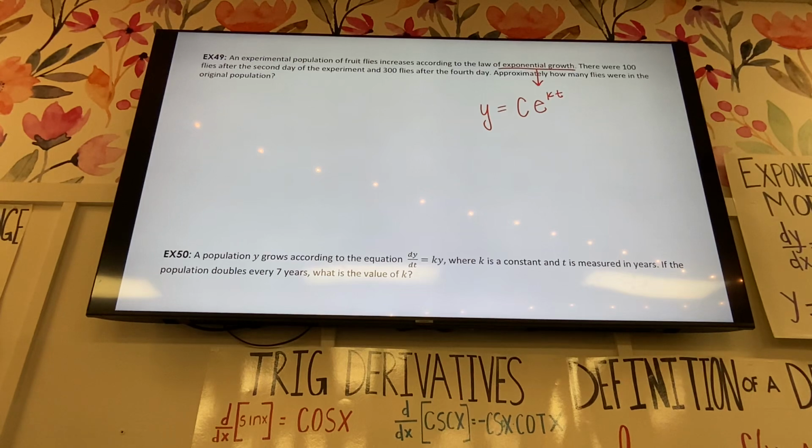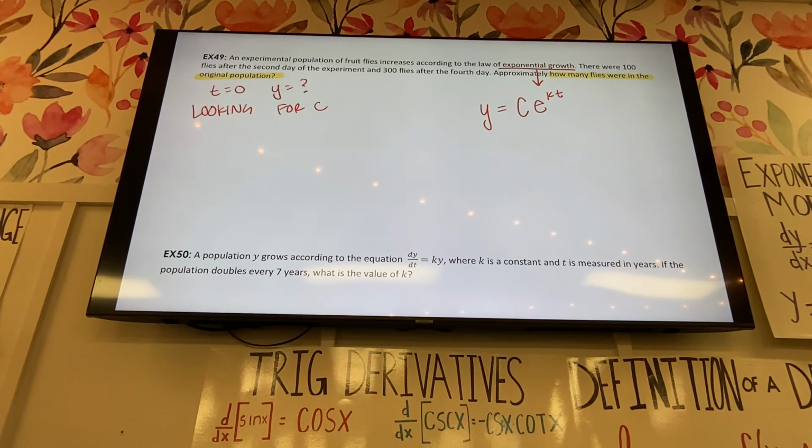All right, so on this one, the question is asking me for the initial condition. How many flies were in the original population? That is asking me about when t equals 0, what is your y? So I'm looking for C. That's the end goal, to figure out what C is, whereas so far, we found C first. So this is different, we're going to kind of go backwards.